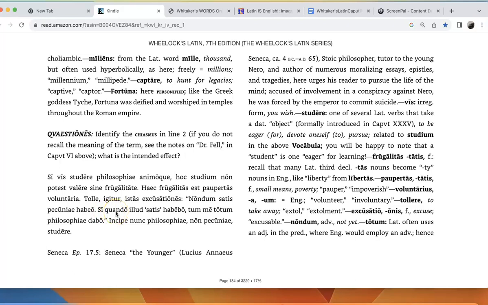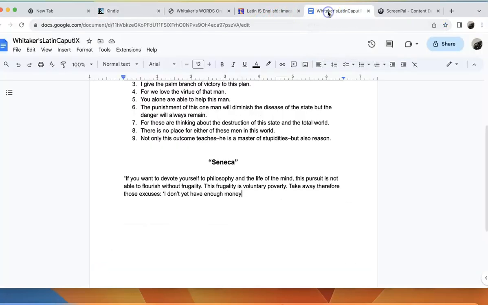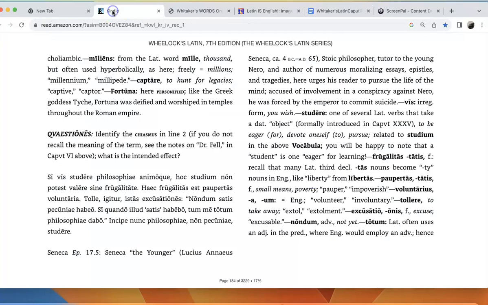According to Seneca, si quando illud satis habebo. So quando means when, si means if. So literally if when, but when I have enough money is how we would translate that. So let me write this down. What is the punctuation on this? They're using a period. Okay.